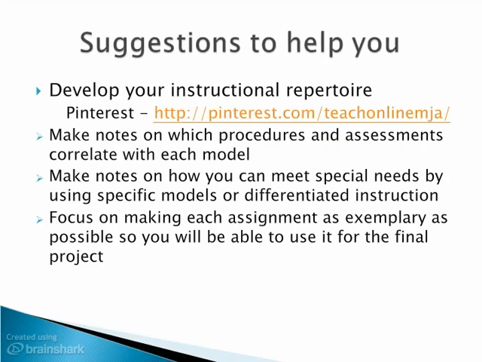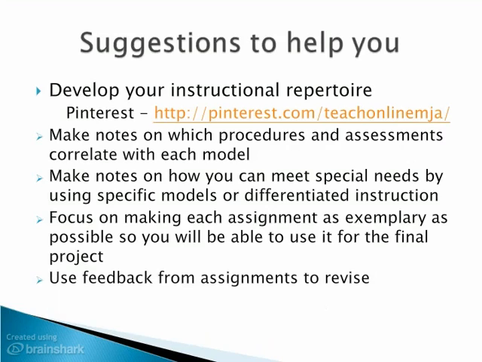As you review your feedback from me, take the time to make revisions to that assignment so it will look in good form when you are working on the final project. I hope this presentation has helped you to realize the final project can be easy.